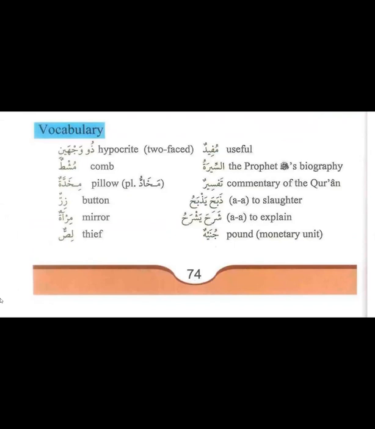Ms. Rahma, read the first column of vocabulary. Mufid, useful. Tafsir, commentary of the Quran. Dhabaha, yadhbahu, to slaughter. Sharaha, yashrahu, to explain. Junaih, pound, a monetary unit. Okay. Satya.